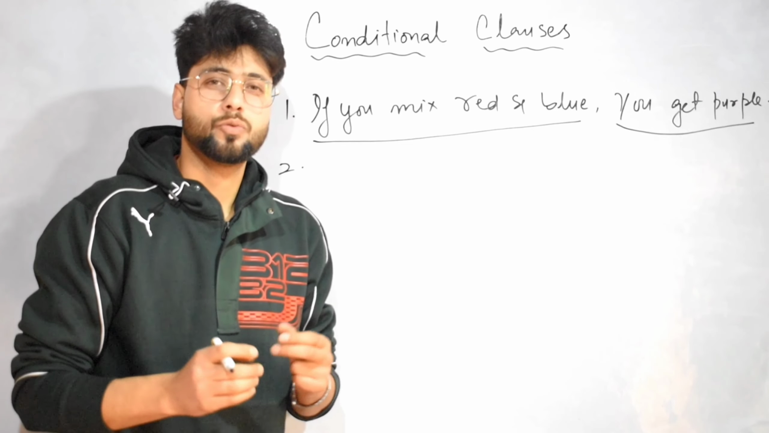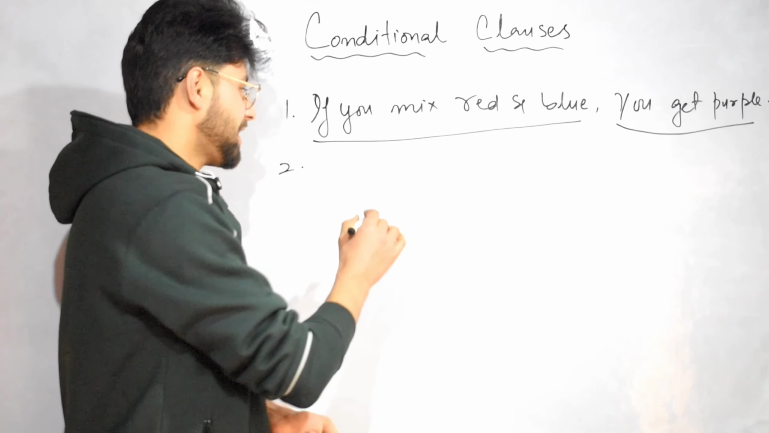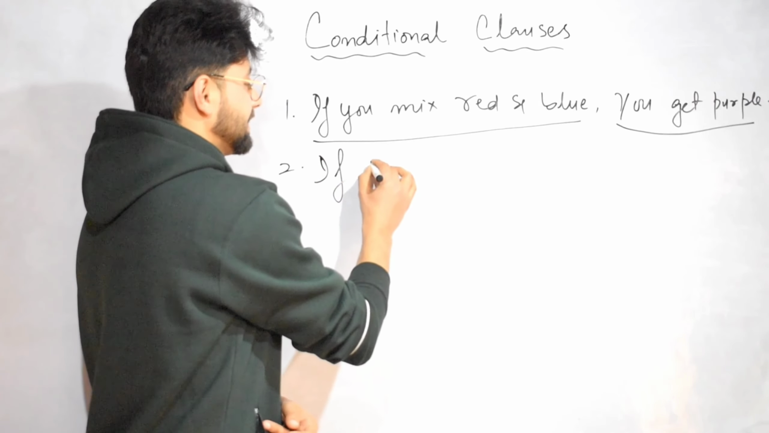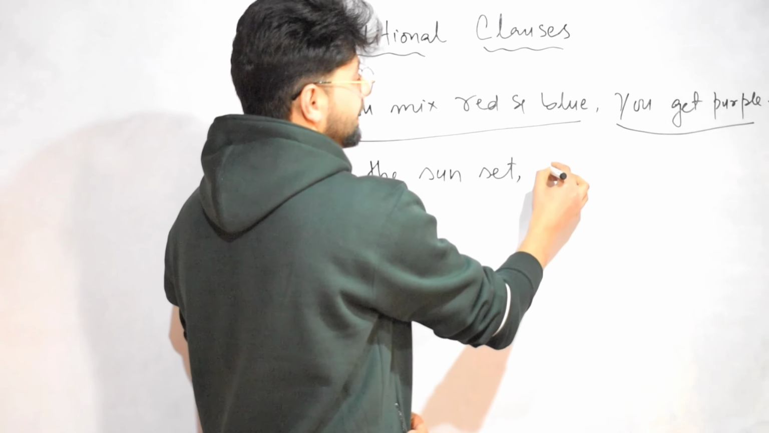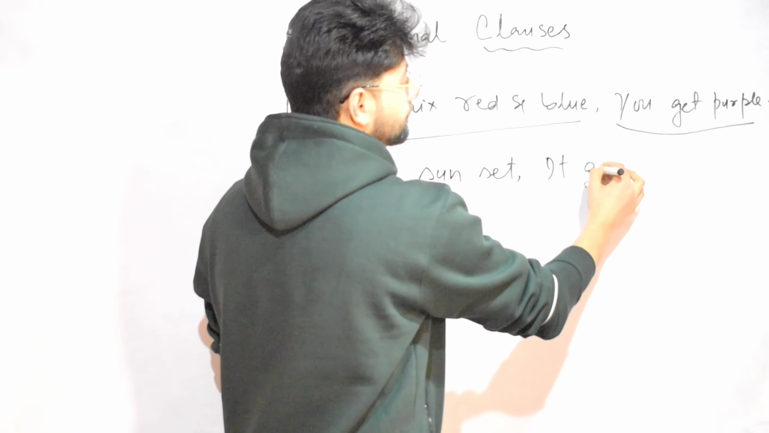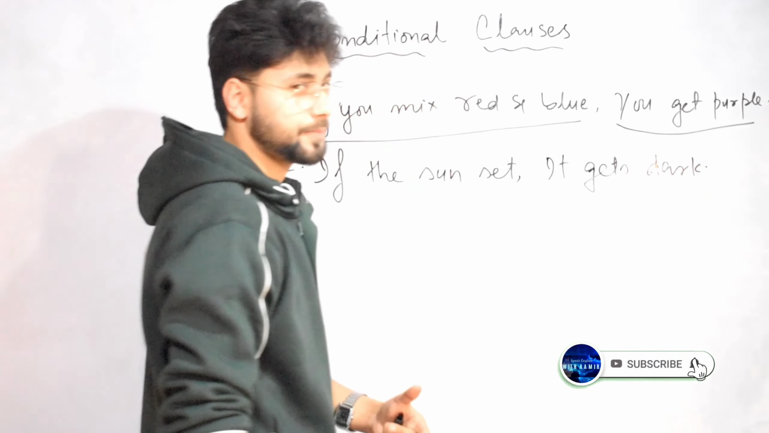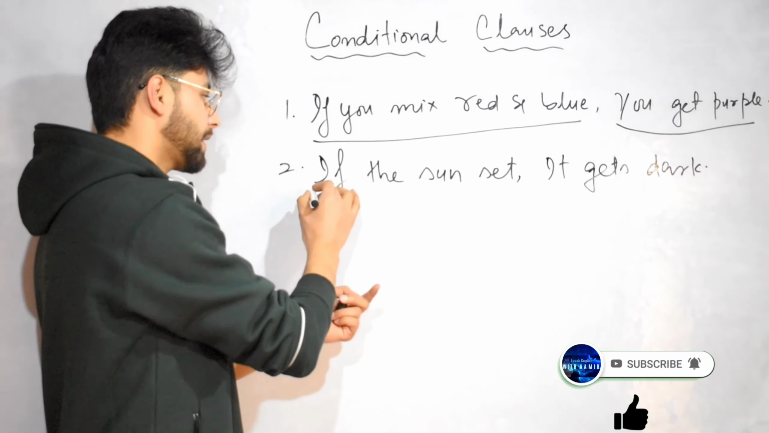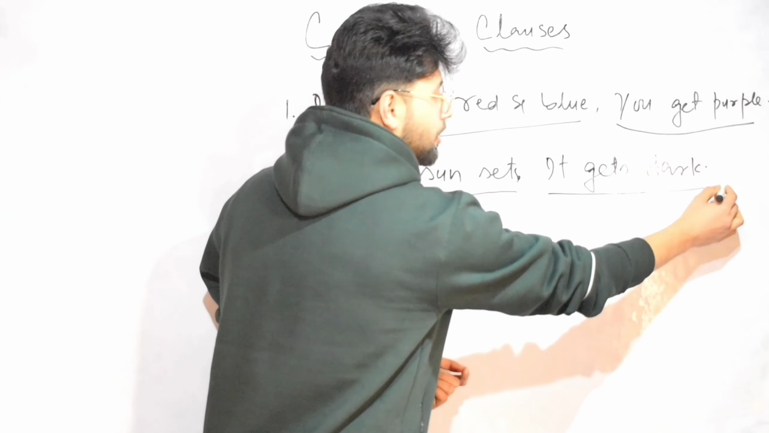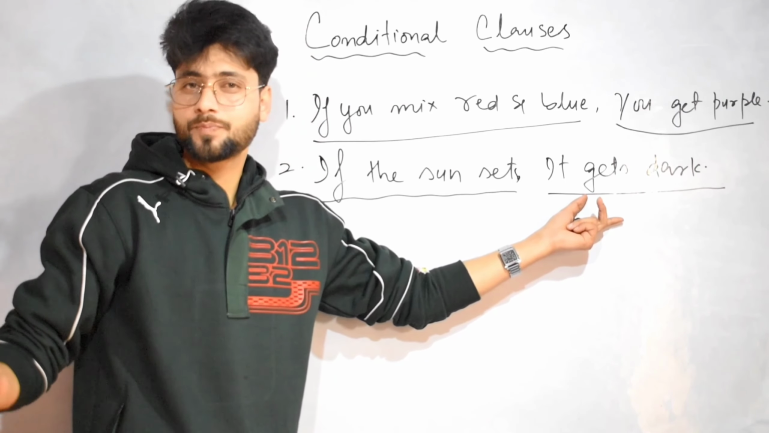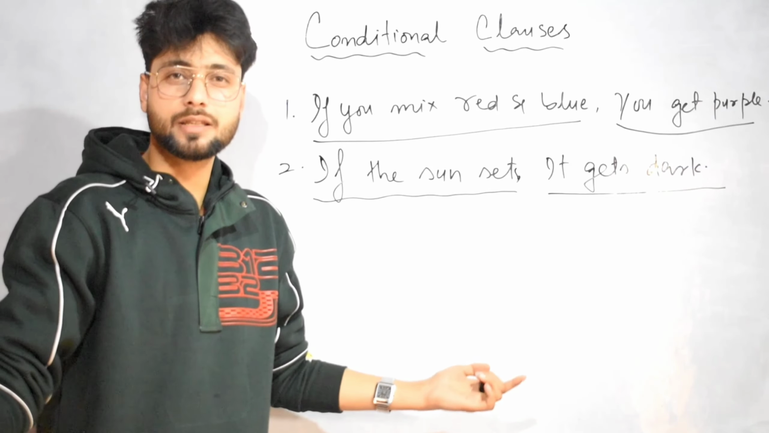When the sun sets, what happens? Darkness occurs. So, if the sun sets, it gets dark. Simple. Very simple. If clause, if the sun sets, it gets dark. Main clause. Proven. It's known. Everybody knows this. When the sun sets, it gets dark.